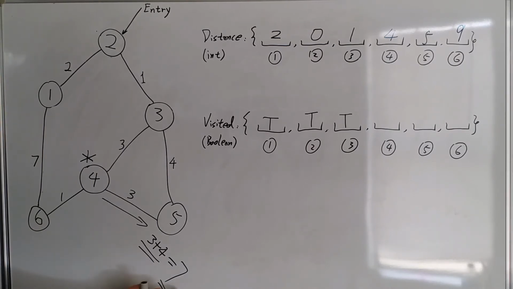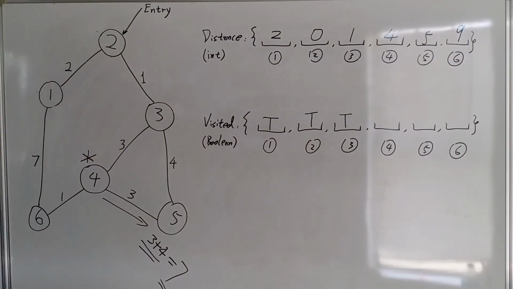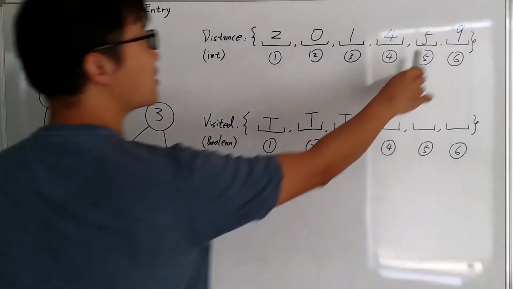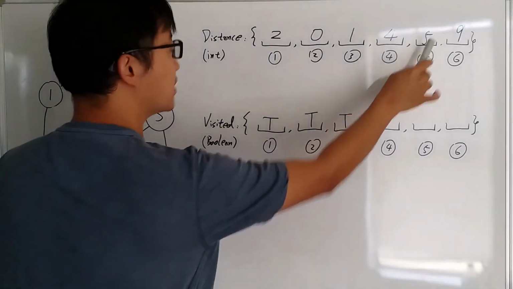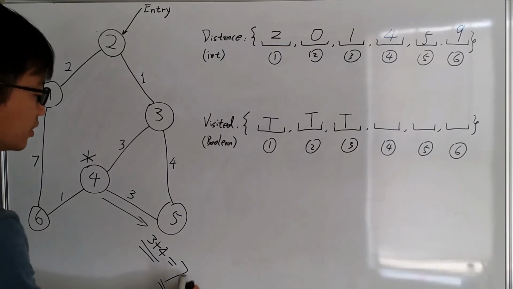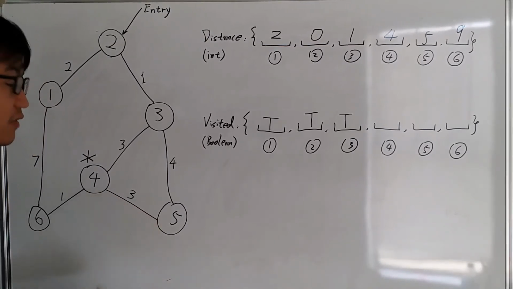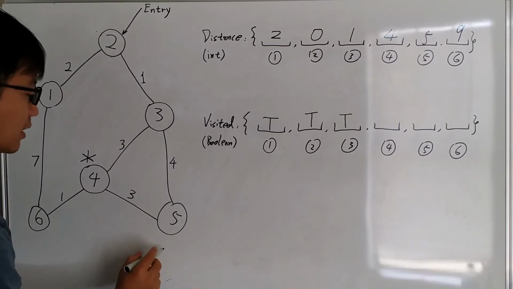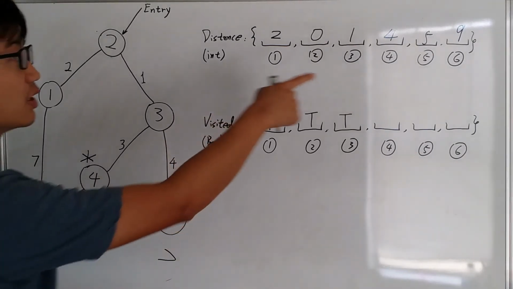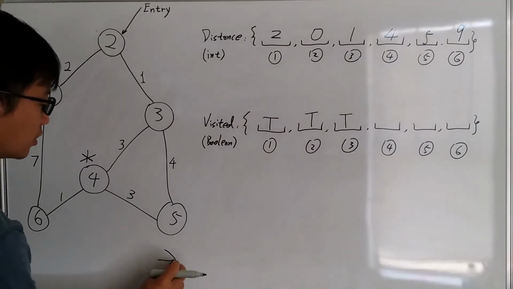Should we update this value? And here, the answer is no. Why? Because the previous distance is shorter than this one. So we're not going to do anything. We ignore this part. We ignore this value. So this is very important. So here we get the distance 7, but we don't update here. This is a very important step in this question.